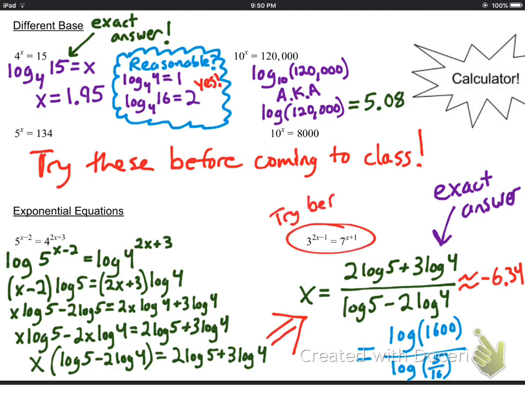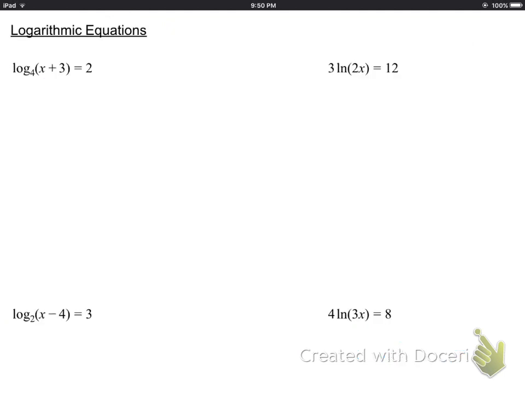Okay. Do try this other side. I didn't leave room on this slide, but hopefully you have room on your paper. Try those before coming to class, and I would recommend trying it right now while it's fresh in your mind. Alright, the very last few we're going to do here are actually logarithmic equations where you have a log already on there. These first few are actually fairly easy.